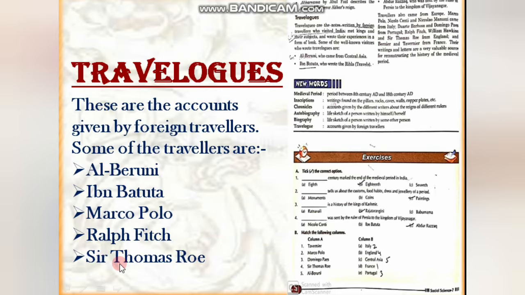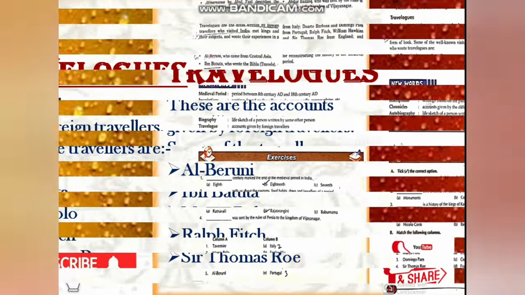Then travelogues. Do you know what is travelogue? Travelogues are the accounts given by foreign travelers. It gives us information about the political, social, economic and cultural life of the people they met. Some of the well-known visitors who wrote travelogues are Al-Biruni, Ibn Battuta, Marco Polo, Nicola Conti, Ralph Fitch, Sir Thomas Roe, etc. This is all about the chapter.